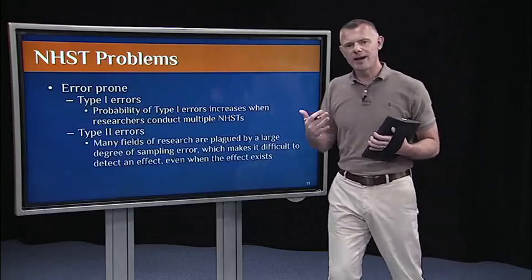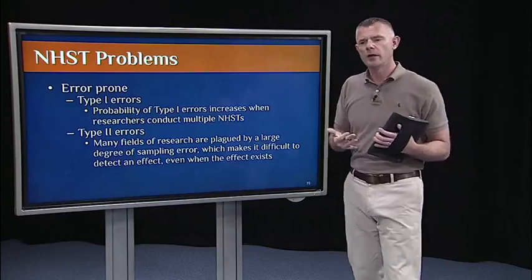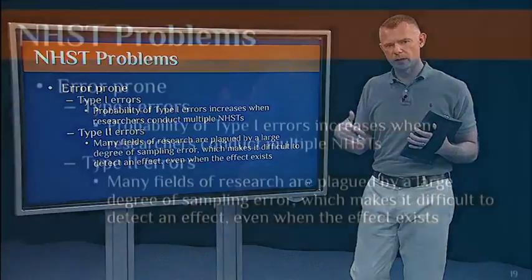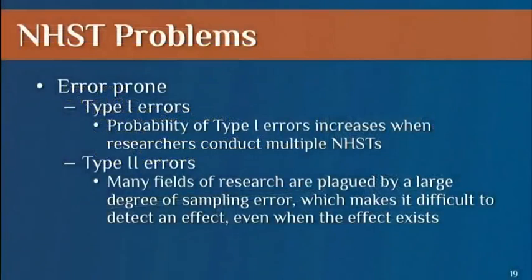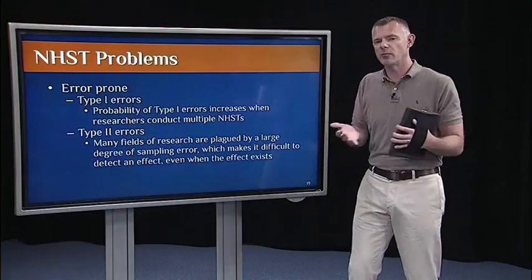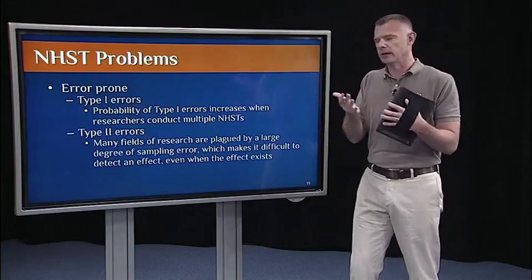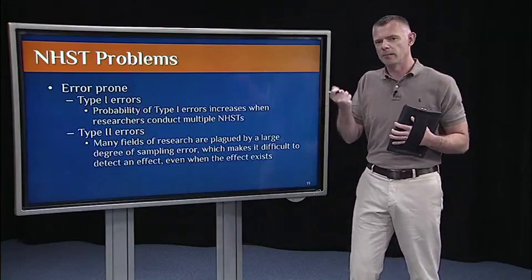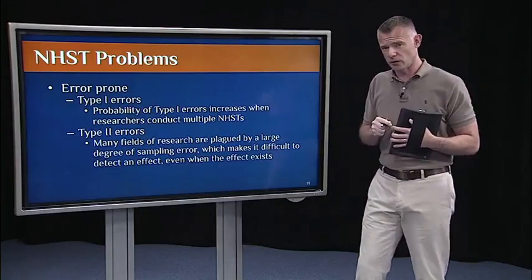The next problem is we know it's error prone, right? From the last segment, we know that there's always a possibility of type 1 errors and type 2 errors. And it's actually worse than I outlined in the last segment. The probability of type 1 errors actually increases and can get really high as researchers conduct multiple tests, especially multiple tests on the same data. These are called dependent tests. If you don't correct for the multiple tests, then that probability of a type 1 error just keeps compounding and inflating. So the probability of type 1 error can be really inflated if researchers aren't careful.